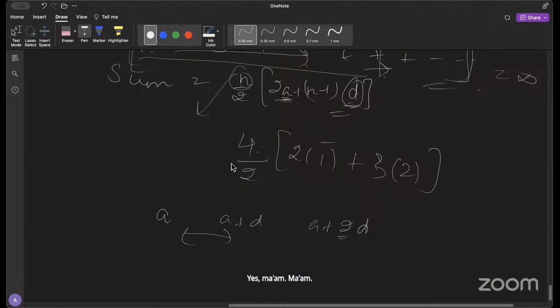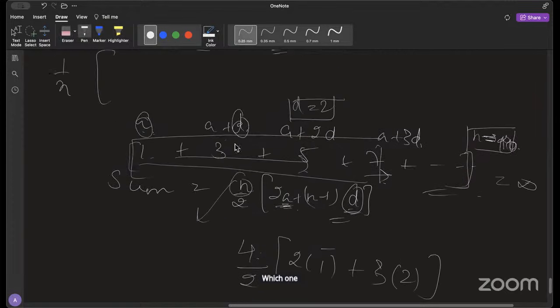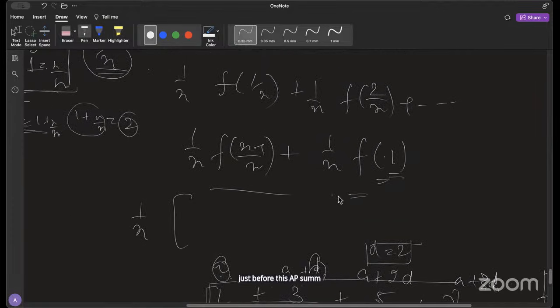Ma'am, the above thing that you have written, can you explain that of the Riemann sum? Which one? Just before this AP sum? Yeah, this one. If you can explain this one, yeah.